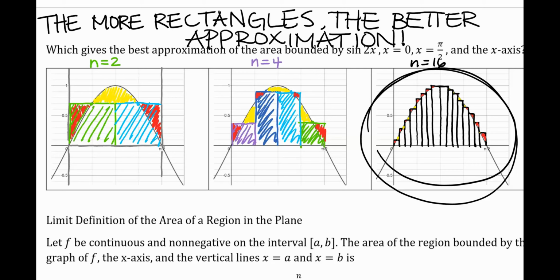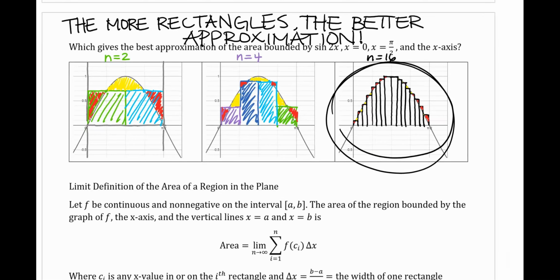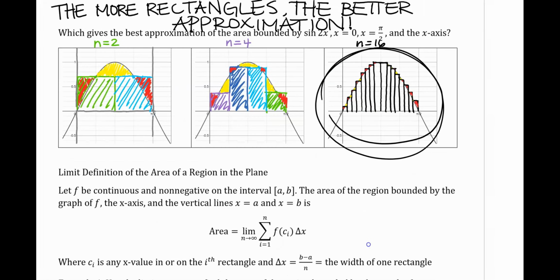So with that in mind, how can we take that concept and use it to find the exact area under a curve? Well, it would be nice if we could put infinitely many rectangles under the curve, but we see how much of a struggle it was for me to draw 16 rectangles. I definitely can't draw infinity. I'd be here forever. But with calculus, we can take the limit as the number of rectangles approaches infinity.